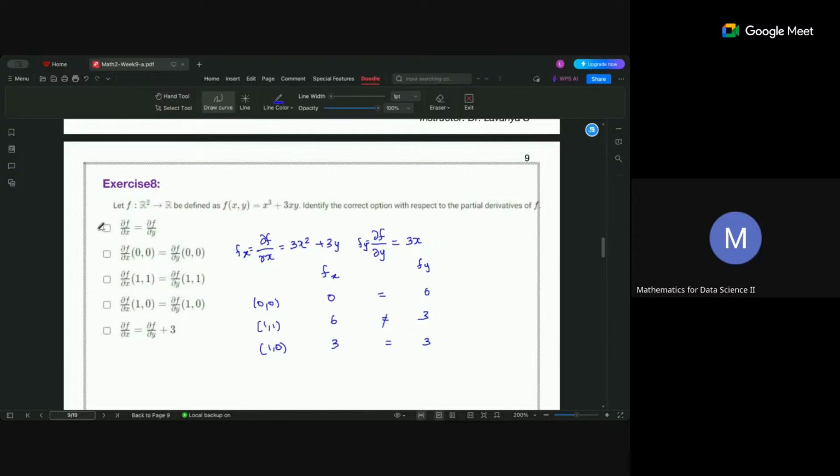So you see that ∂f/∂x equals ∂f/∂y. Of course, this one is not equal. So the first option is incorrect. Second option is correct. Third is incorrect. Fourth is correct. Fifth one, ∂f/∂x is equal to ∂f/∂y plus 3. Is that correct? No. False. Okay, fine.